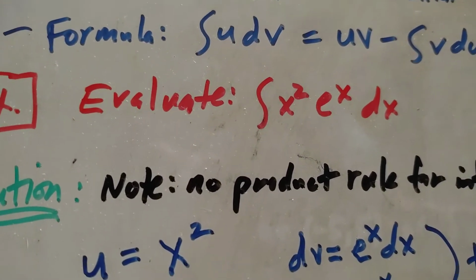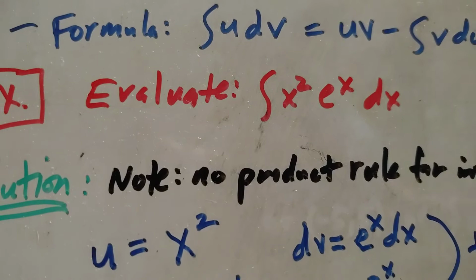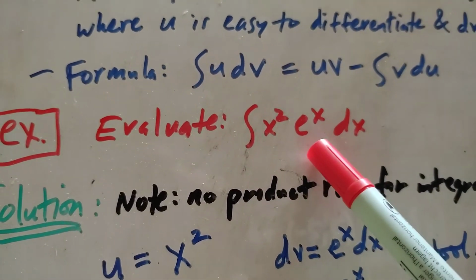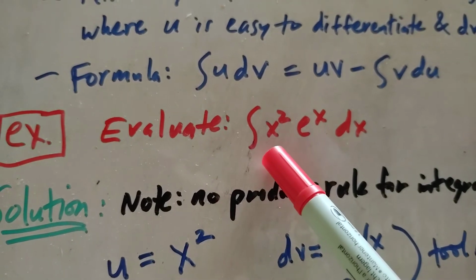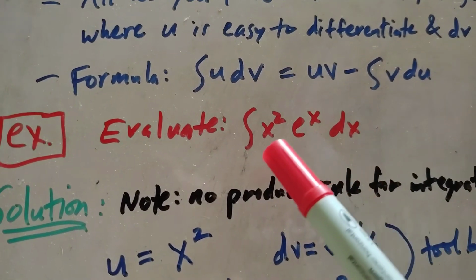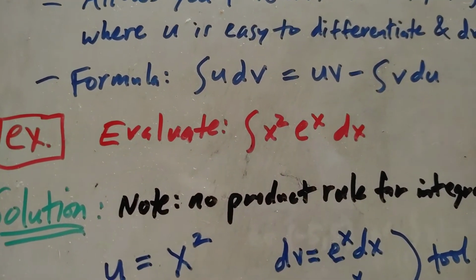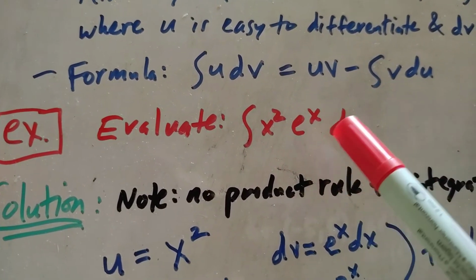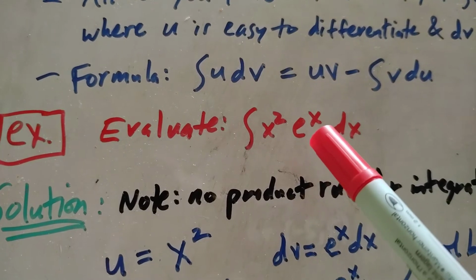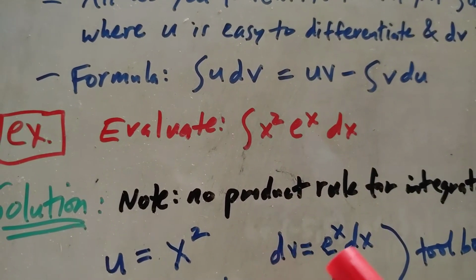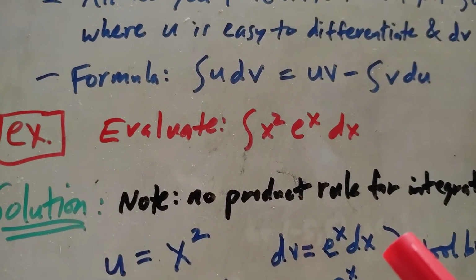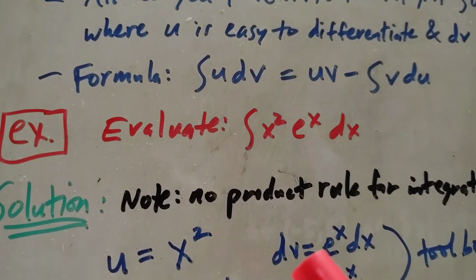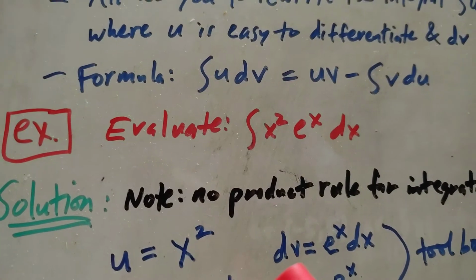By the way, it's not obvious. You might be tempted to say let u equal e to the x, because that's an easy derivative, and let dv be x squared dx, because that would be easy to integrate. So sometimes you just have to guess. But as a rule of thumb, if e to the x or e to the 2x, whatever, is one of the factors, let dv equal the e to the power. Usually that's going to work. And the way you can remember that is e rhymes with dv.